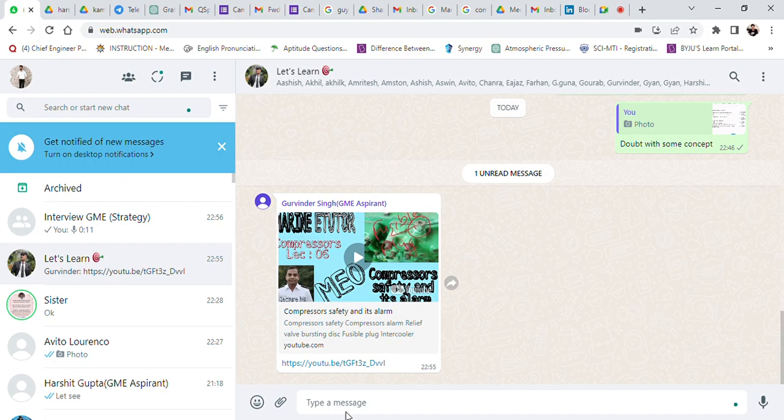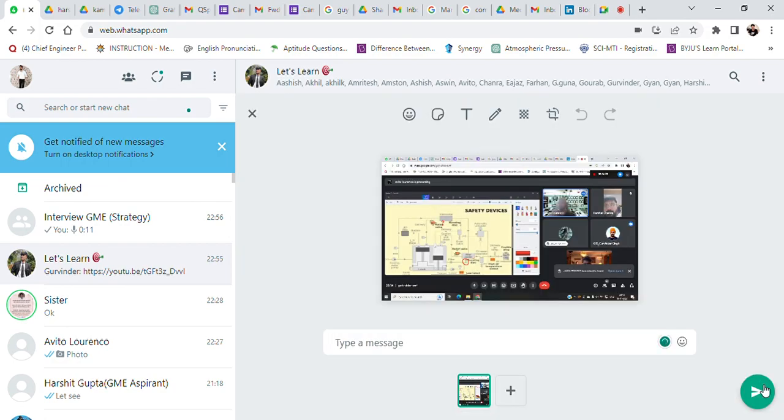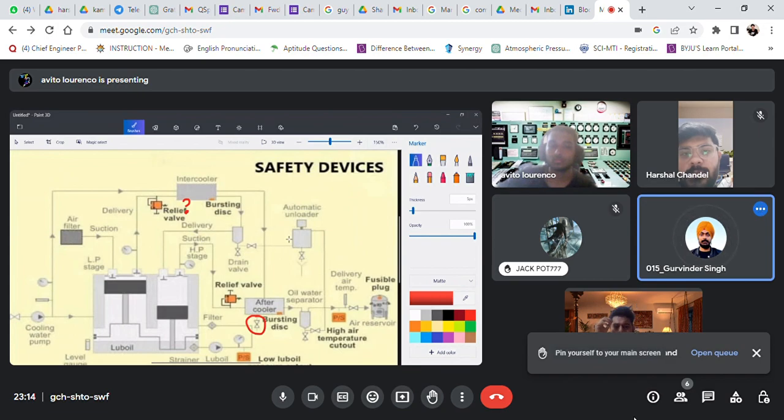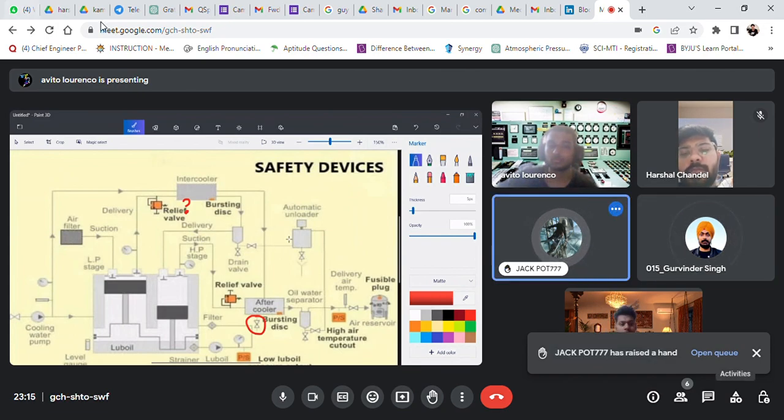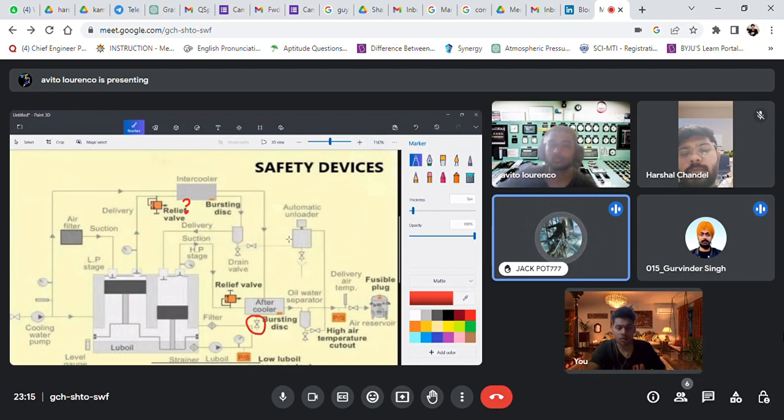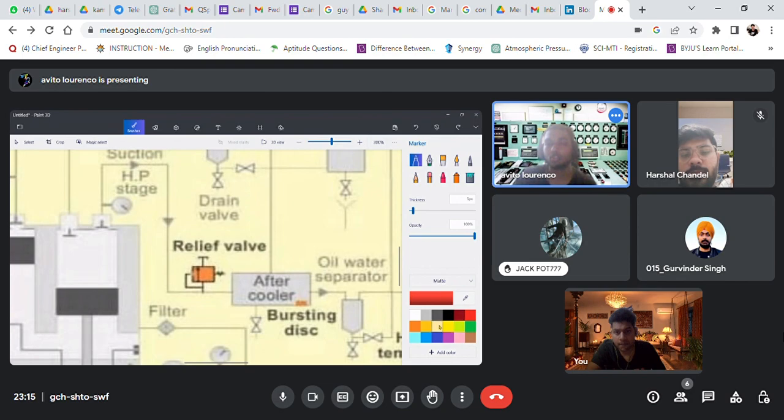Because in the last stage there's very highly pressured air we are getting, no? So there can be a chance. It's not a perfect image, so don't confuse with that. Okay. So is this present here or not present? I really don't have any idea about that.